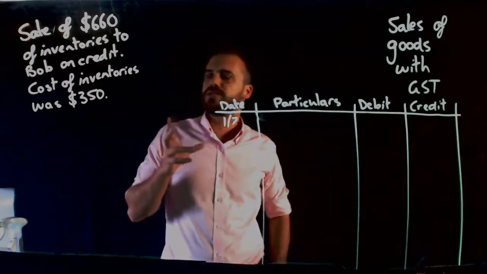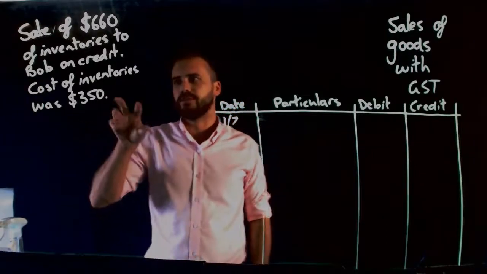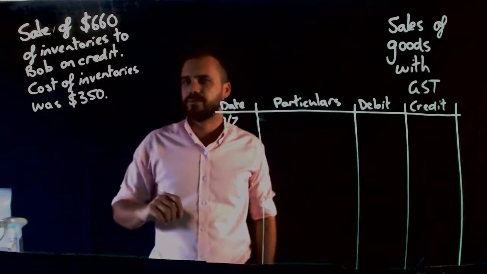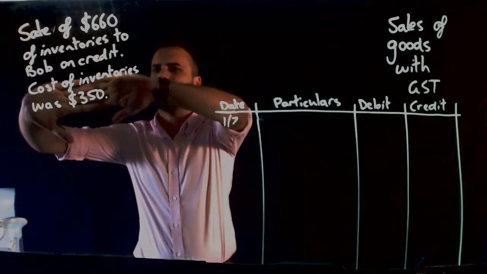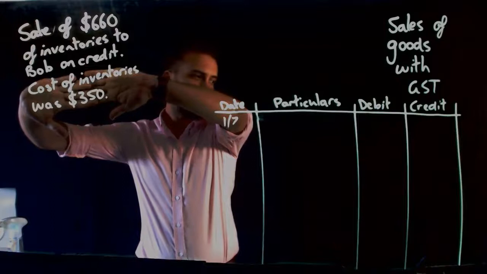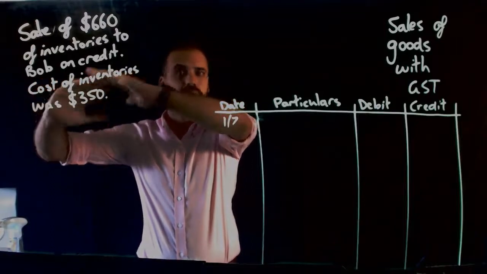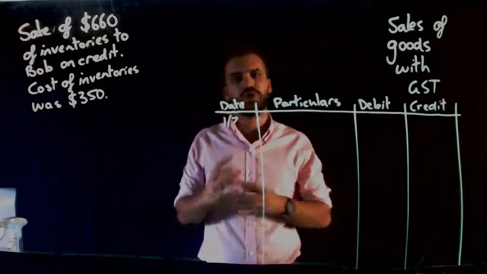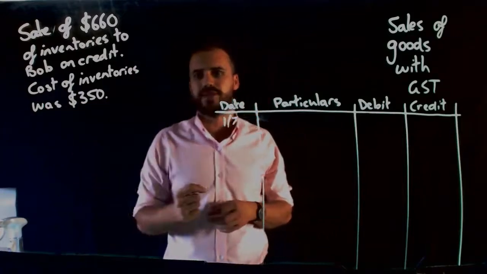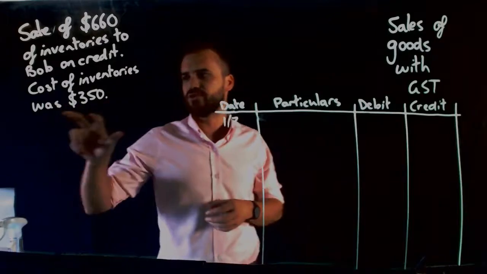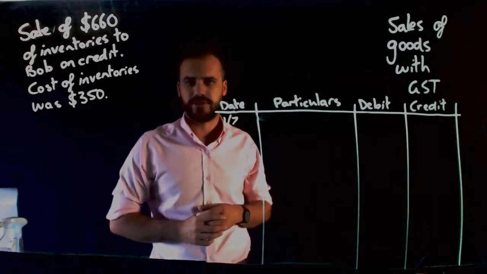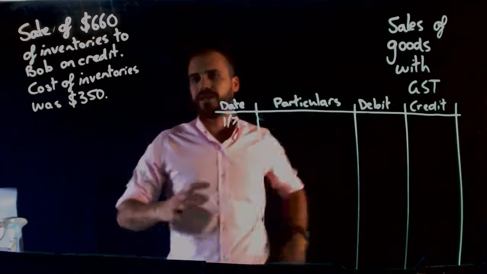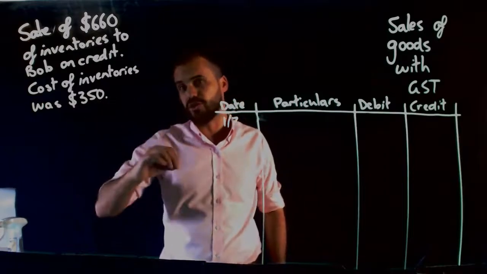Sale of $660 of inventories to Bob on credit. Now that by itself does not look complicated. But it's this second bit that should be a clue that things aren't as easy as they used to be. Cost of inventories was $350. What's actually happening is that was the cost of inventories to you when you purchased.